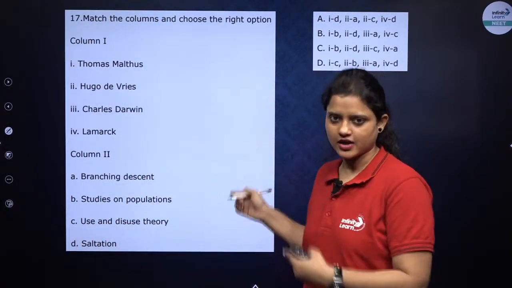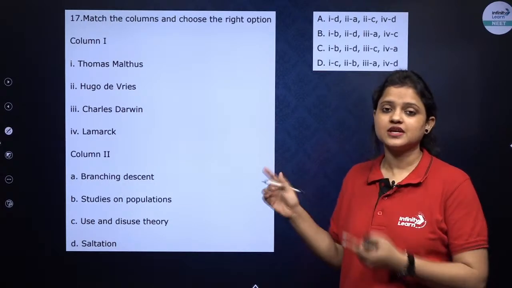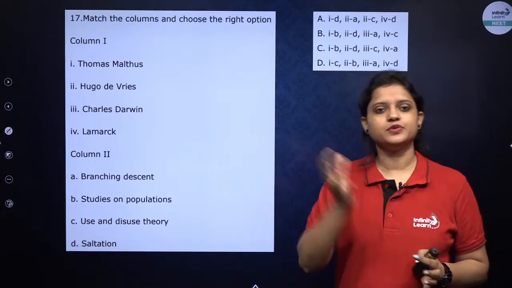जो मैं information बता रही हूँ question के साथ साथ में please note it down बच्चों. These are very important information that will help you in NEET.